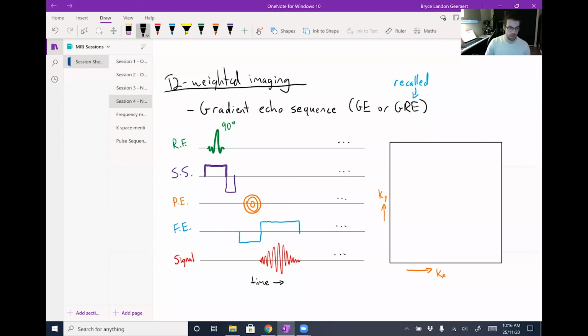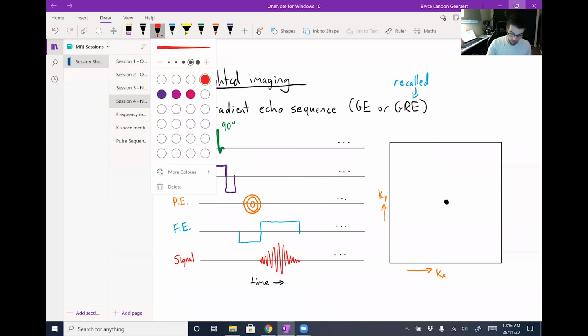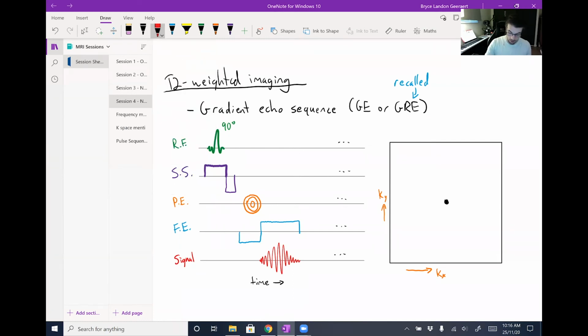So after the 90-degree pulse, we start in the center of k-space. And then when we have our phase encoding gradient and our negative frequency encoding gradient, those are going to move us. Well, it depends on the phase encoding gradient. So let me highlight one. We're going to say it is the largest positive lobe. I'm just going to make that even thicker so that you can see what I'm talking about.